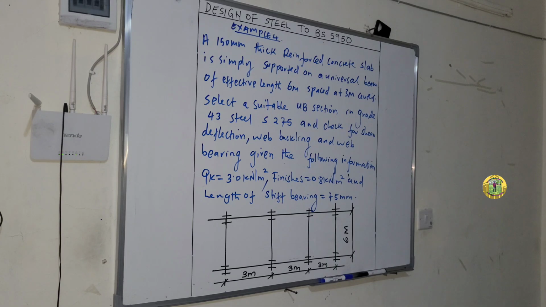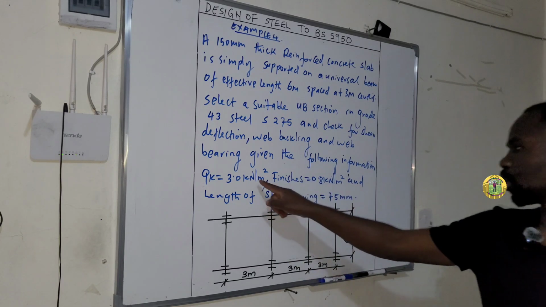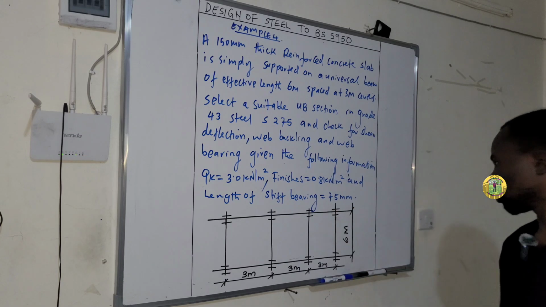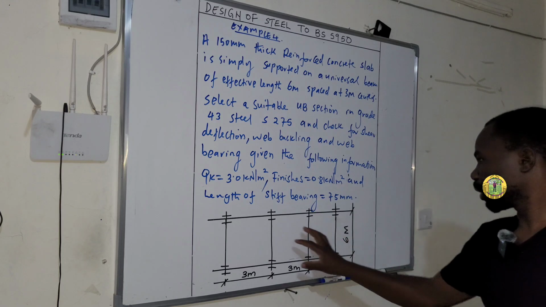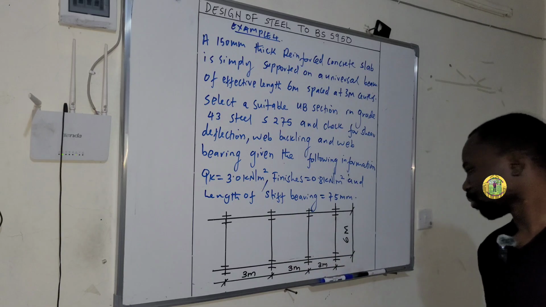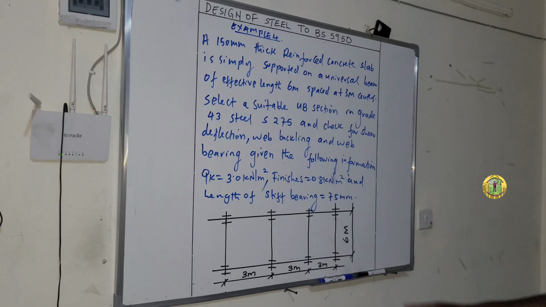So we have the QK, which is equal to 3.0 kilonewton per meter square. And as you know, the QK is the imposed load. So we have the finishes equal to 0.8 kilonewton per meter square. And the length of stiff bearing is equal to 75 millimeter. And this is the plan. As you can see, these are the steel beams, 1, 2, 3, 4, and they are spaced at 3 meters center to center. And this steel is spanning at 6 meters effective length. So let us see how you can solve or handle such a question.